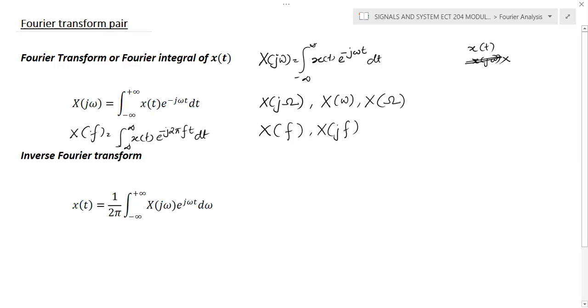Okay, and when you know the Fourier transform of a signal, we can also find x of t. That is known as the inverse Fourier transform. Assume that we know X of j omega, then we need to find the signal x of t. That's why the Fourier transform is invertible. So if you know X of j omega, you can calculate x of t by using this formula: 1 by 2 pi integral minus infinity to infinity X of j omega e raised to j omega t d omega.